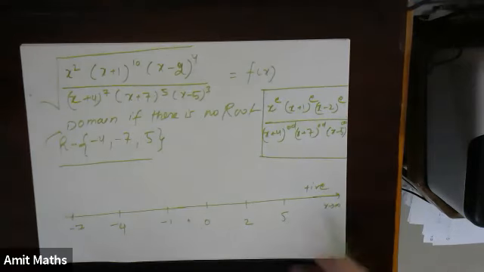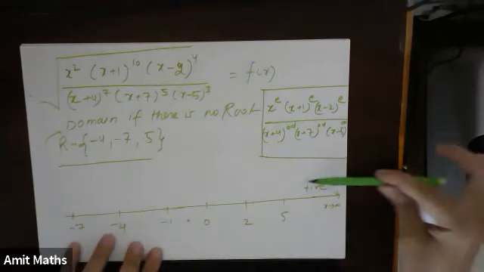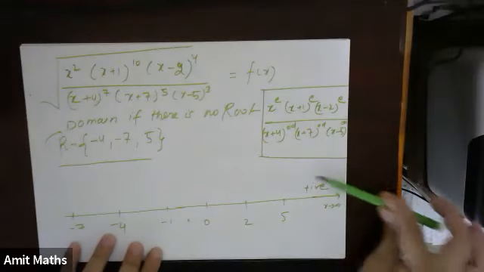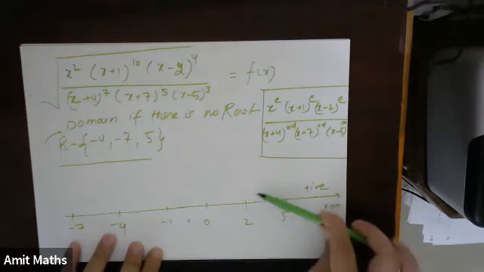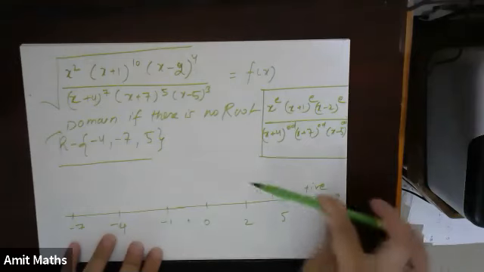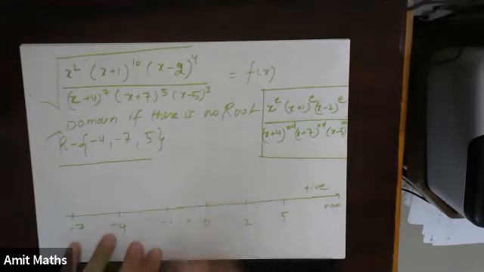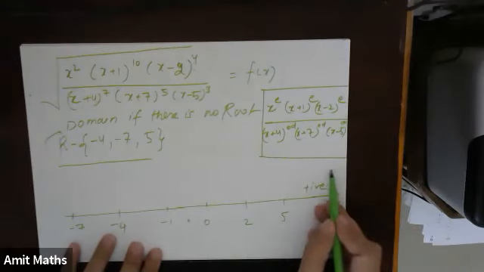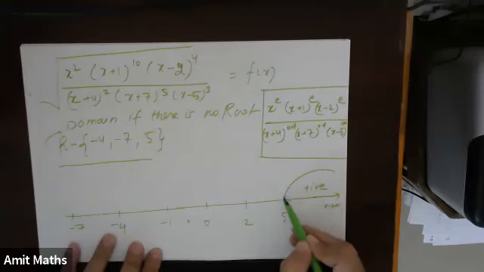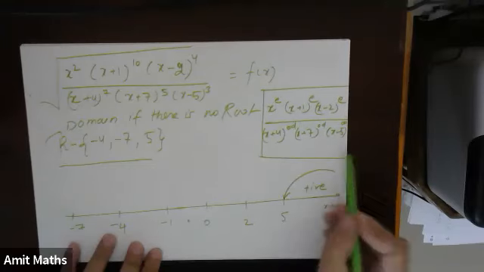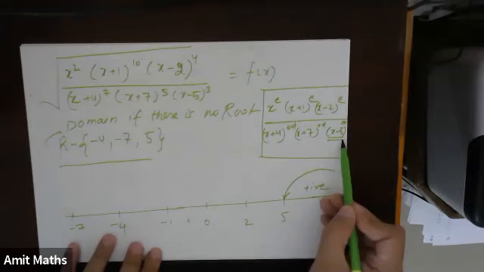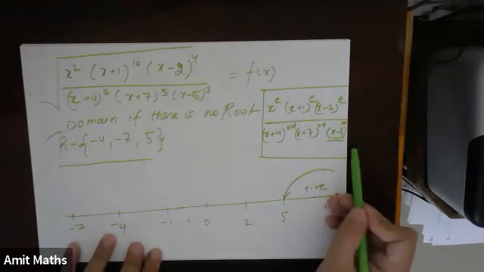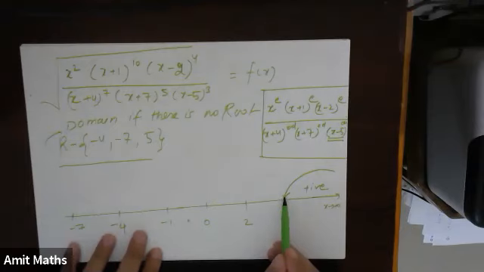Now, after this, I will start moving from the right, and I will stop at each factor, at each critical point. So starting with positive, I came to 5. Where is 5? 5 is here. The power of 5 was what? Odd. If there is an odd power, I will change the sign.